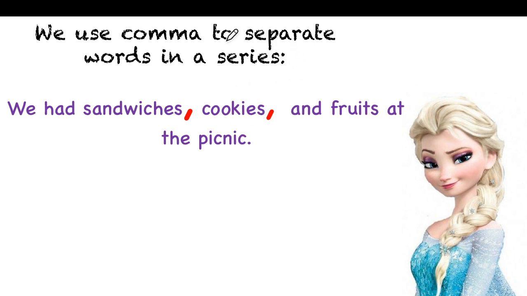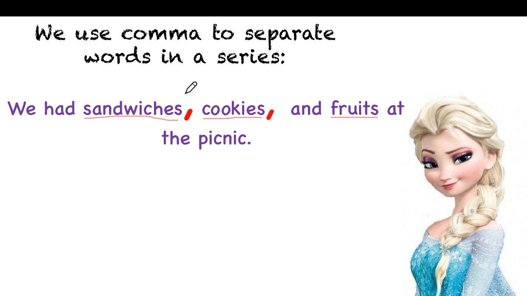The series means a group of words that have something in common. In this sentence, we had sandwiches, cookies, and fruits at the picnic. We are talking about different kinds of foods that we had at the picnic, right? So we had sandwiches, we had cookies, and what else did we have? We had also fruits. These are 3 things that we had at the picnic. These are the words in the series.